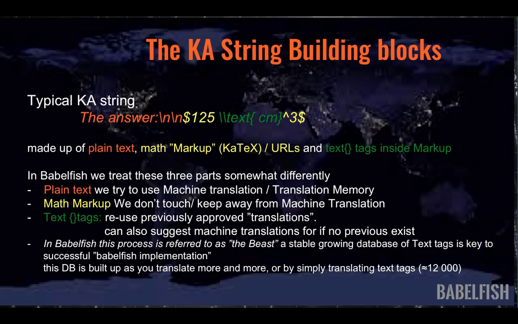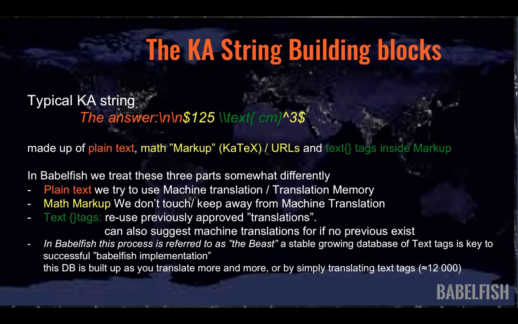And this kind of complicates things a little bit for normal translations. So in Babelfish, we treat these three parts somewhat differently. The plain text, we try to use machine translation or the translation memory to translate. The math markup, we try to not touch as much as we can. So basically, when we do machine translation, we hide the math markup from Google Translate or any other translation service, so that it doesn't even get to touch it, because that's where most of the problems came from when you use the regular machine translation.